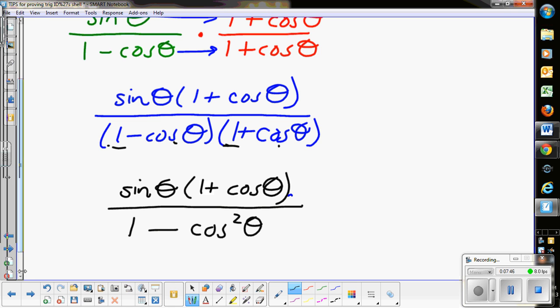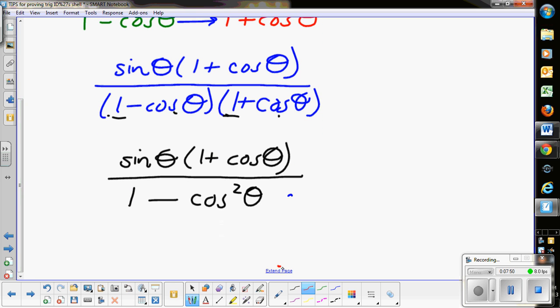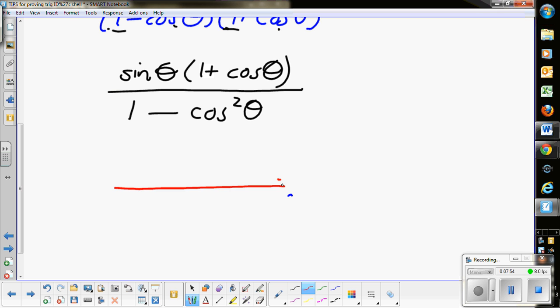This denominator is like trig magic because it's related to an identity. That bottom part is one of the Pythagorean identities. 1 minus cosine squared is sine squared. And then the top I'm going to leave just as it is.